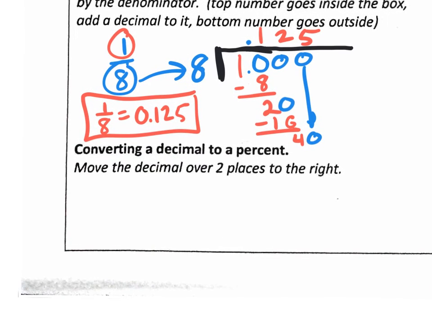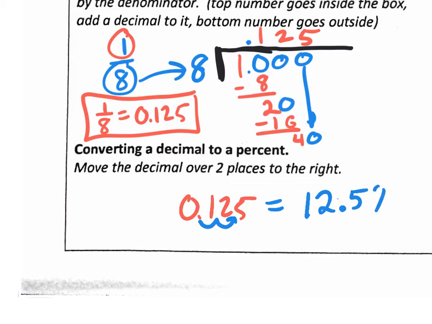So if I take the same answer that I got right here, this decimal, 0.125, and they want us to convert it to a percent, we move it 2 times to the right. So the decimal point goes 1, 2. So what's our percent really? It's 12.5%. You could still have decimals in percents, but that's your percentage right there. Okay.